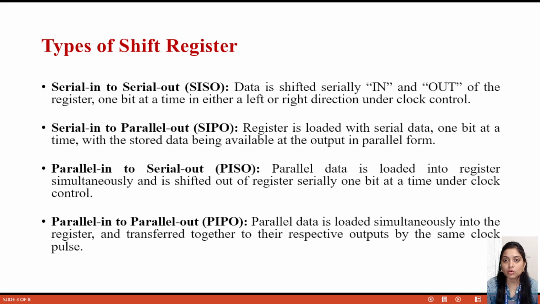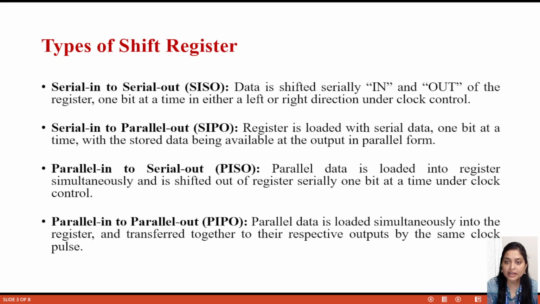First of all, SISO, a short form of serial in, serial out. That means we input the data serially, and in the output section the data will also come out serially. And SIPO, that means serial in, parallel out. That means we are entering the data serially, and in the output section we will get the output simultaneously in the parallel mode.